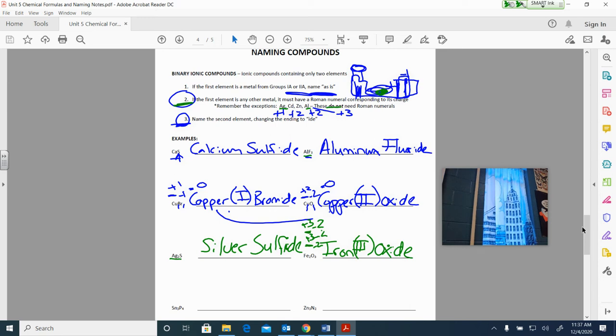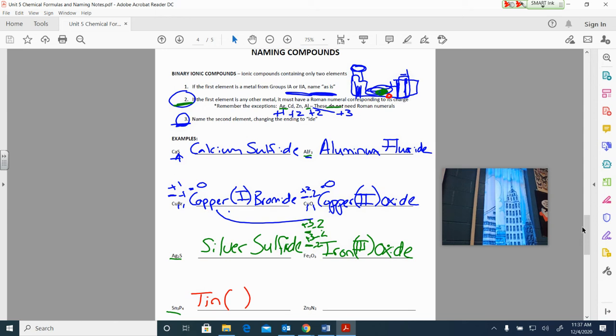Let's try another one. So Sn, I'm going to look up. Sn on the periodic table, again, is over here in this middle section. So I don't know its charge. I'm going to have to figure it out. Its name is tin, though. So I know it's tin, but I know it's going to need Roman numerals because it's in the middle section. It's not in groups 1 or 2.